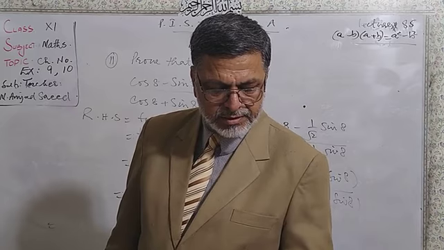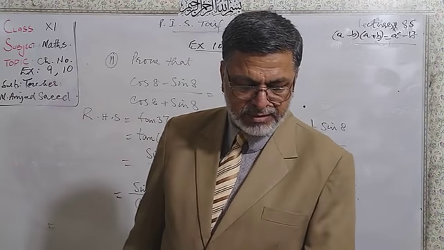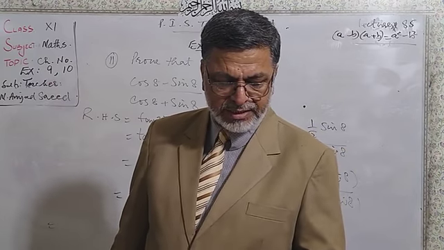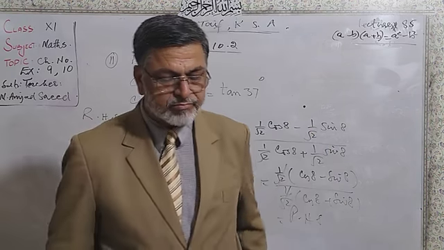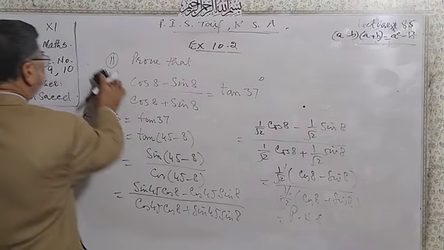After that, we have question number 12. Alpha, beta, gamma are the angles of a triangle. Show that this is equal to this. Question number 12.